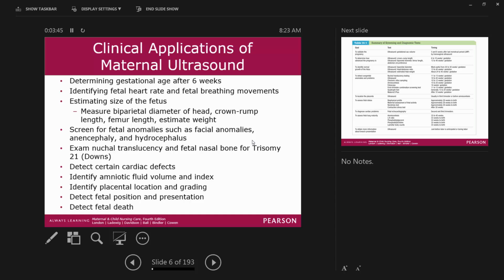But anyways, we can look for cardiac defects. As I said, we can check the amniotic fluid level. We can check out the placenta. We can look at the baby and see which way the baby's positioning. And of course, if we can detect a heart rate, we can also detect if there's not one, so fetal death, okay?